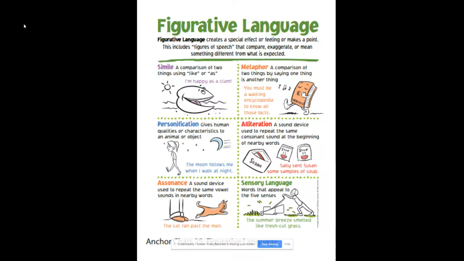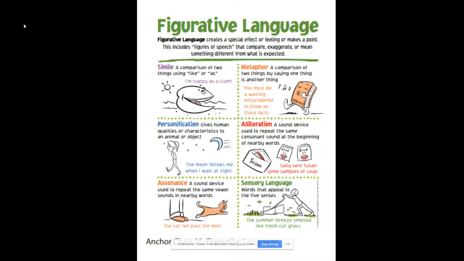Personification gives human qualities or characteristics to an animal or object. The moon follows me when I walk at night. Can the moon really follow us? Nope. But it does really help me to create that mental image of how bright that moonlight must be if the narrator feels like the moon is following them at night.